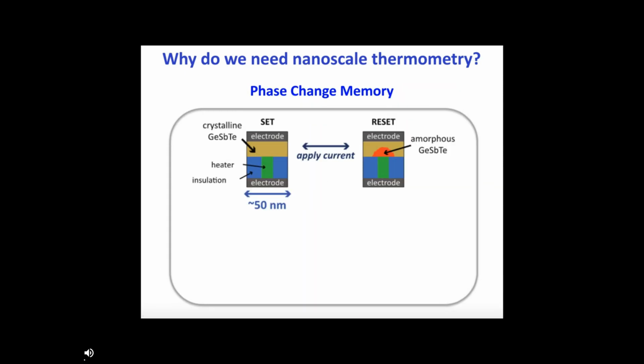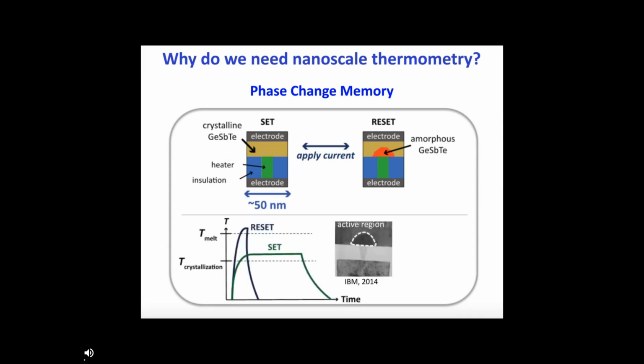Phase change memory is another next generation data storage technology. And here the idea is to use Joule heating to switch a nanoscale amount of a phase change material, typically a chalcogenide glass, between a resistive amorphous state and a conductive crystalline state.